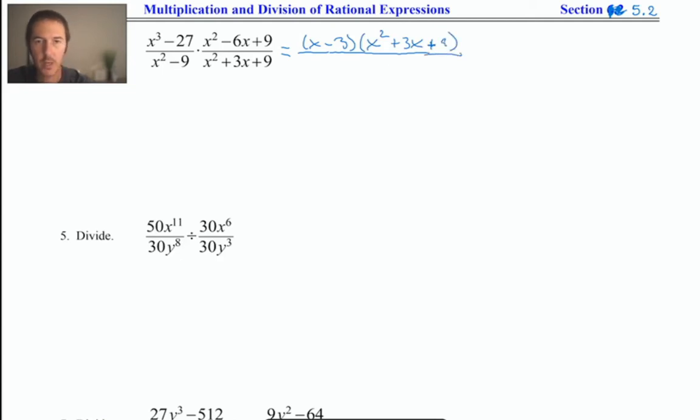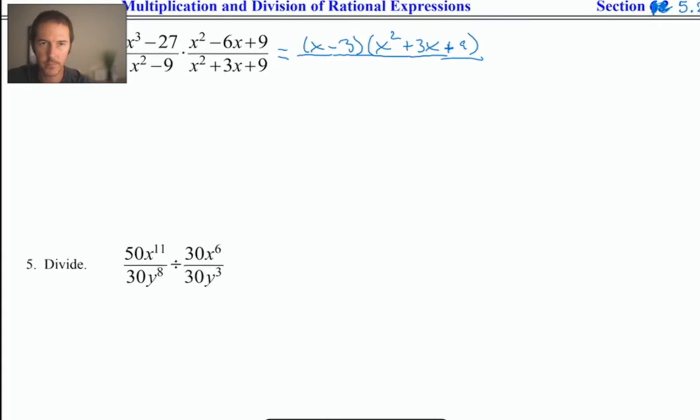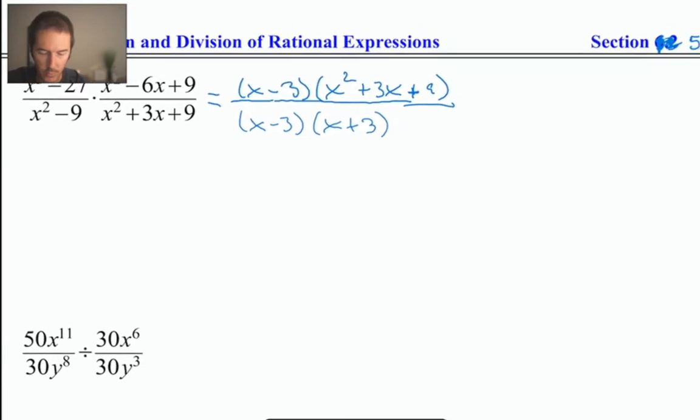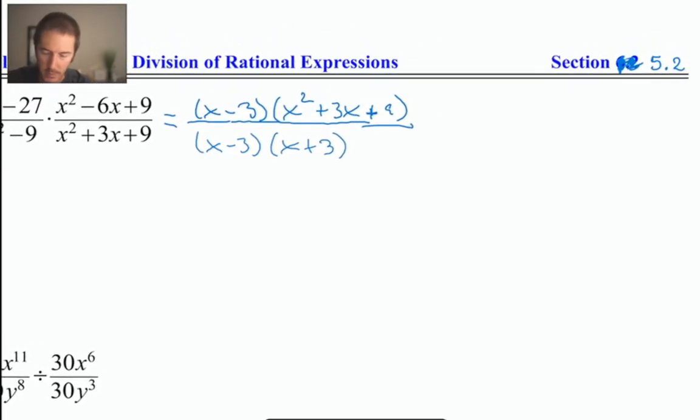In the denominator, we have a difference of squares. Let's make this a little bigger. In the denominator, a difference of squares, x squared minus 9, factors into x minus 3 times x plus 3, or x plus 3 times x minus 3. The order doesn't matter.